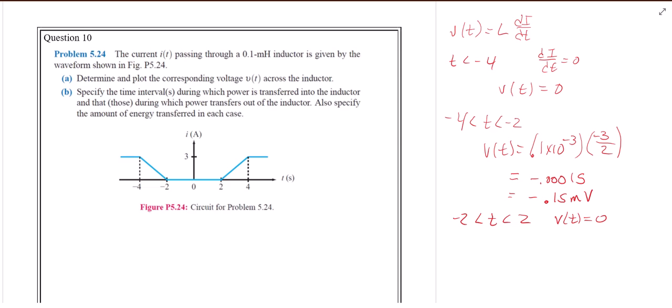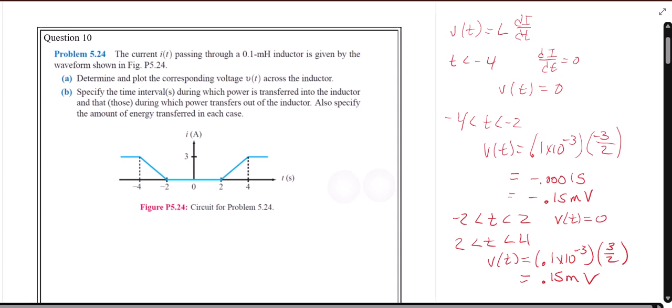From 2 to 4, so 2 is less than t is less than 4, v of t equals L di dt. L is 0.1 times 10 to the -3rd, and di dt is the slope. Rise over run, you go up 3 and over 2, so that's 3/2. And it's the same as on the negative side, just only this time it's positive. So this is 0.15 millivolts.